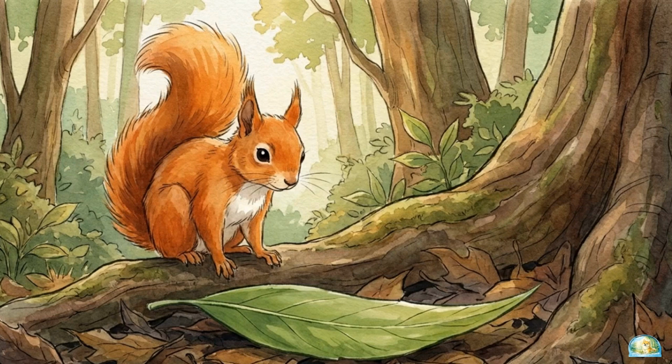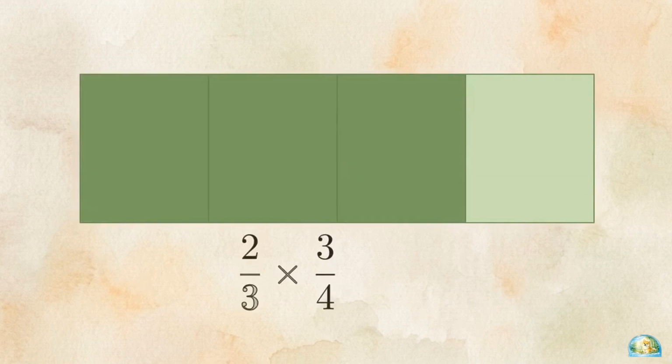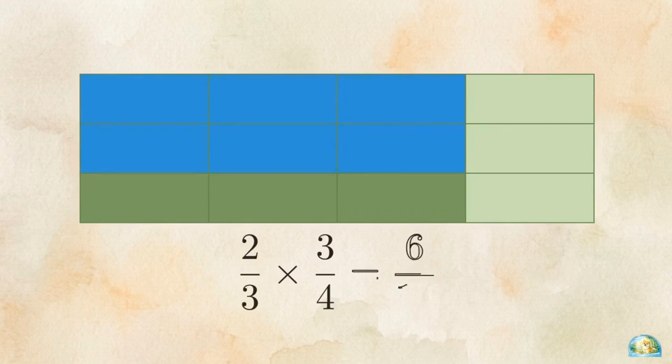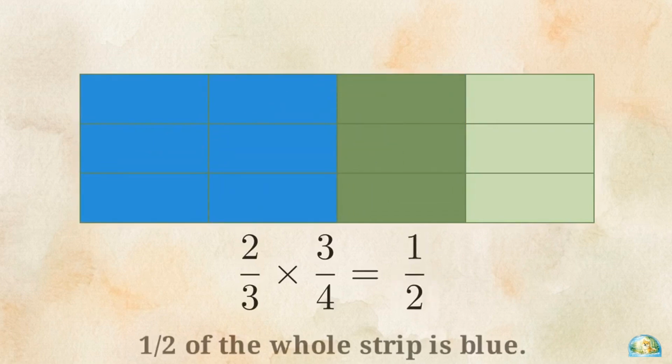A strip is 3/4 shaded, and 2/3 of the shaded part is blue. What fraction of the whole strip is blue? Picture the overlap on this read before we calculate it. The question asks for 2/3 of 3/4. We multiply 2/3 times 3/4, which equals 6/12. Simplify 6/12 to 1/2. 1/2 of the whole strip is blue.